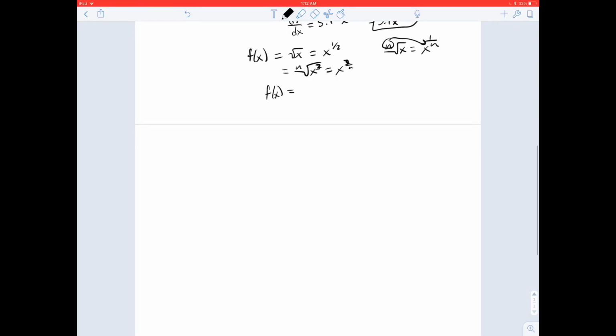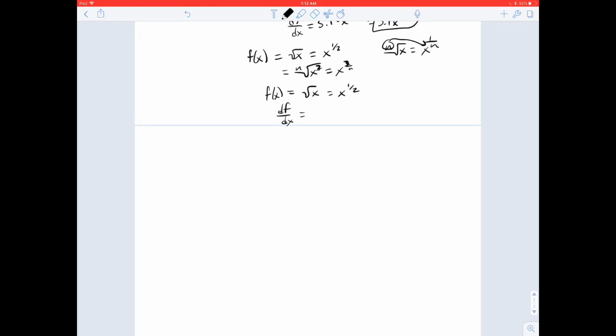Actually, let's just do the square root of x that we just did. So we convert that to x to the 1/2, and then we do the same process. We move our n, that's 1/2, multiply by our base, subtract 1 from the exponent. That is going to be 1/2 times x. 1/2 minus 1 is negative 1/2. So your answer is 1/2 x to the negative 1/2.